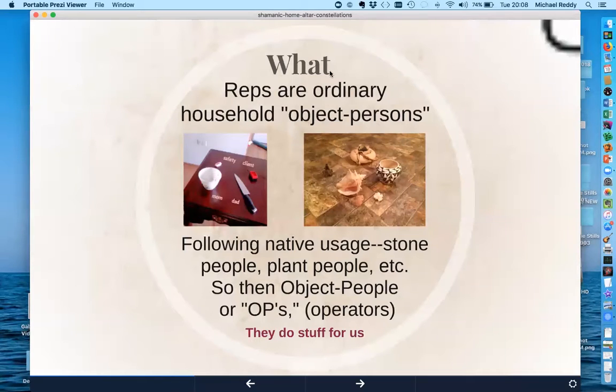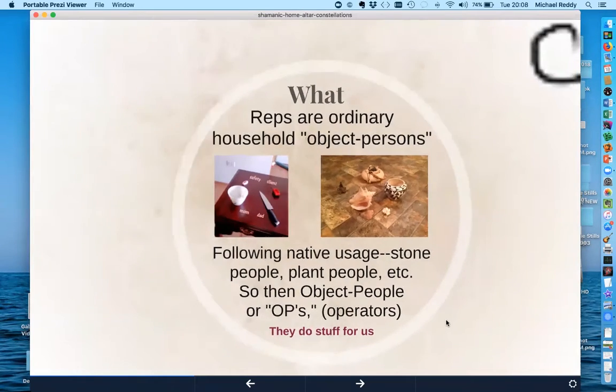So these are ordinary household object persons, and we're calling them object people. My native teachers would talk about the stone people and plant people and the insect people and the two-legged people. And that's an honorific. It means that these are beings of some level of consciousness, worthy of respect. My teachers would say they all have spirits.